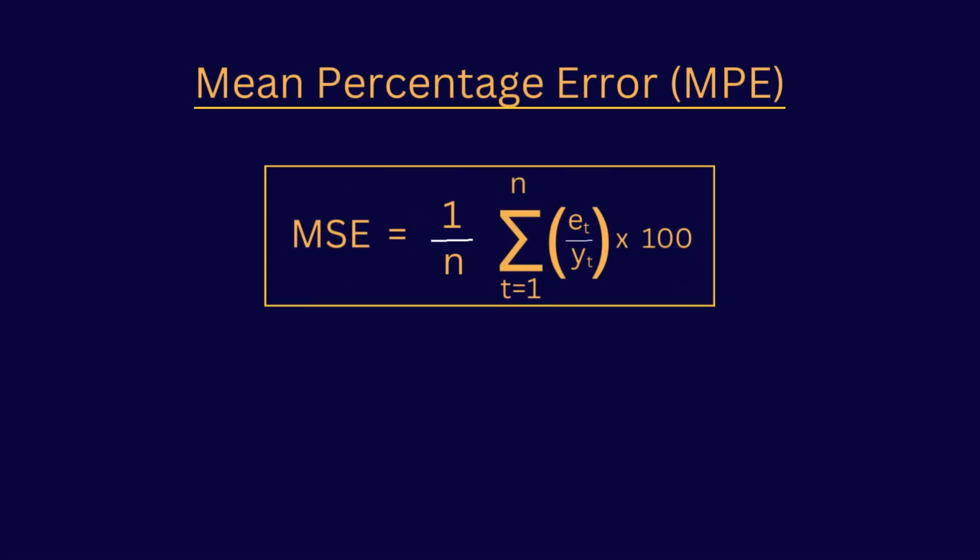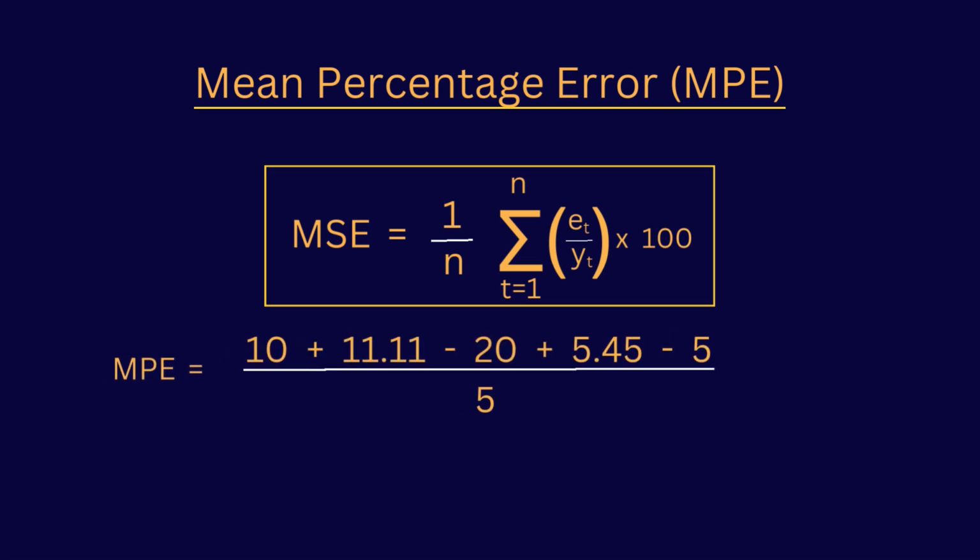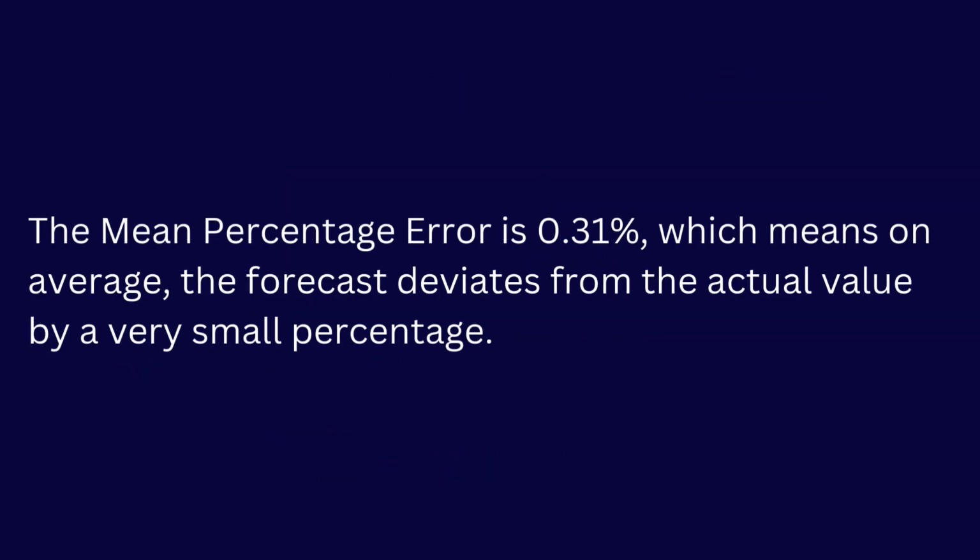This is the formula to calculate MPE. Now let's average these percentage errors to get the mean percentage error. MPE equals 10 plus 11.11 minus 20 plus 5.45 minus 5 divided by 5, equals 1.56 divided by 5, equals 0.31 percent. The mean percentage error is 0.31 percent, which means on average the forecast deviates from the actual value by a very small percentage.